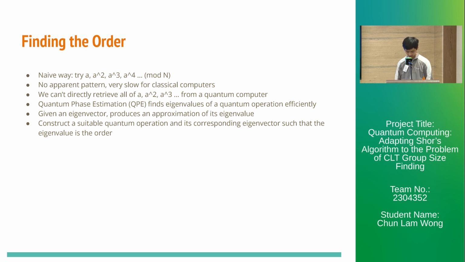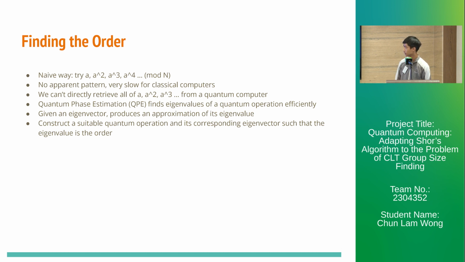There is an algorithm called quantum phase estimation, or QPE for short, which can find an eigenvalue of a quantum operation efficiently using an eigenvector and the quantum operation itself. So if we can construct a suitable quantum operation for this, we can try to use it to our advantage.